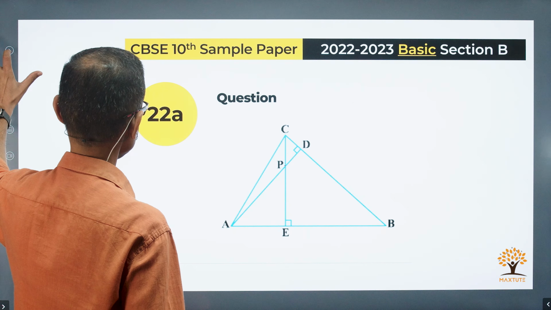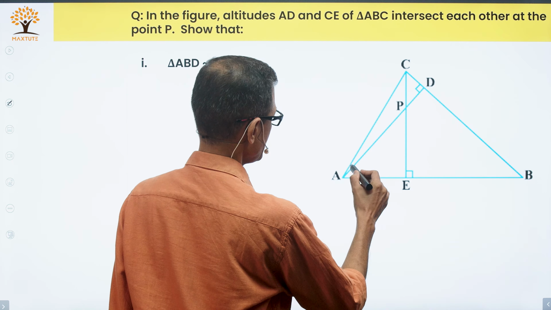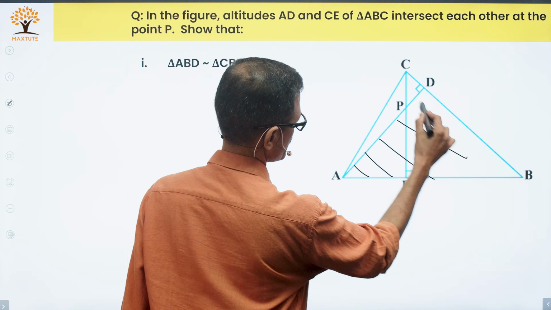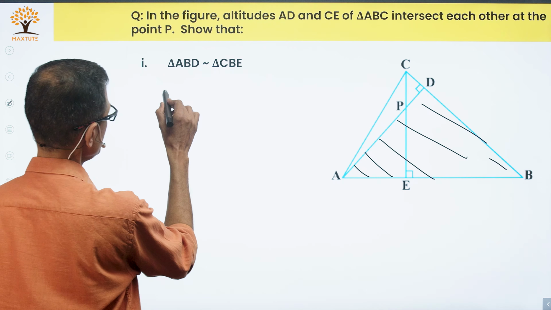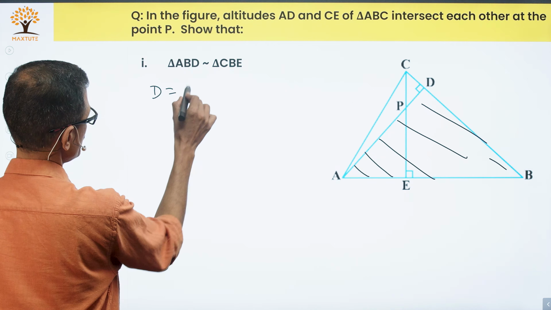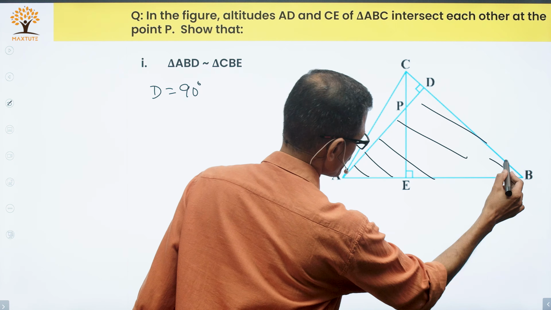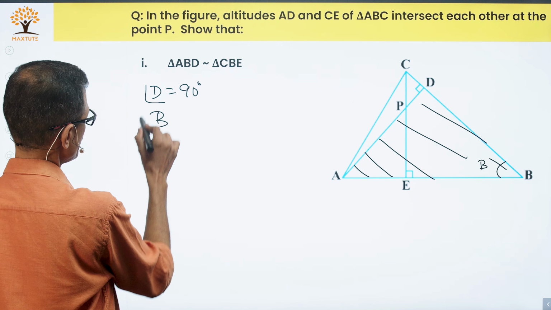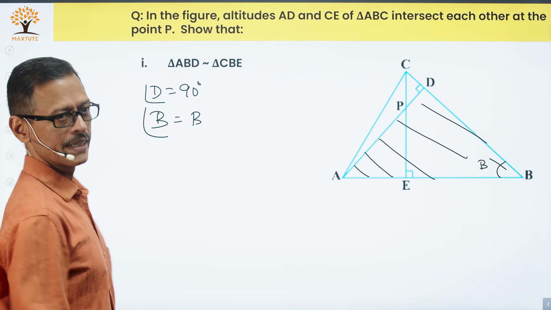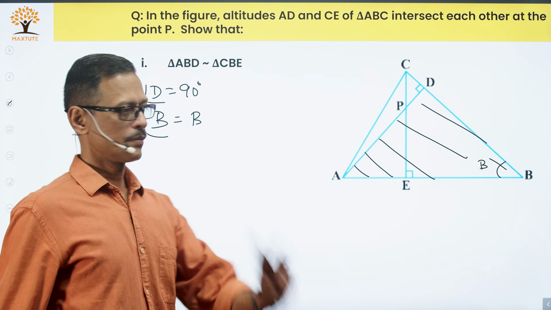Let's look at one at a time. Let's start with the first one. We'll have to establish triangle ABD. One of the angles in ABD is angle D, which is equal to 90 degrees. It's a right angle. Angle B, we'll call it B degrees. So two angles in triangle ABD are 90 degrees and B.